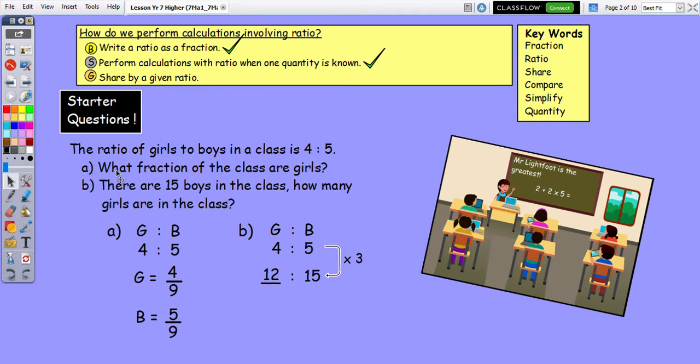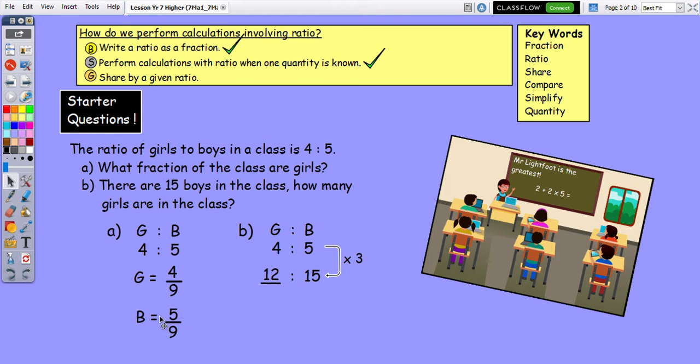Because the numbers are relatively straightforward. Right, A. What fraction of the class are girls? Now I introduced this idea previously of writing a ratio as a fraction and vice versa. If we look at A, we've got girls to boys in that order, and it's 4 to 5. In previous lessons we said that to find the denominator of the fraction, we added the ratios together. So 4 plus 5 is 9, so the denominator of the fraction becomes 9. 4 parts of that 9 are girls, and 5 parts of that 9 are boys. So to write this fraction as a ratio and vice versa, that's how we do it.